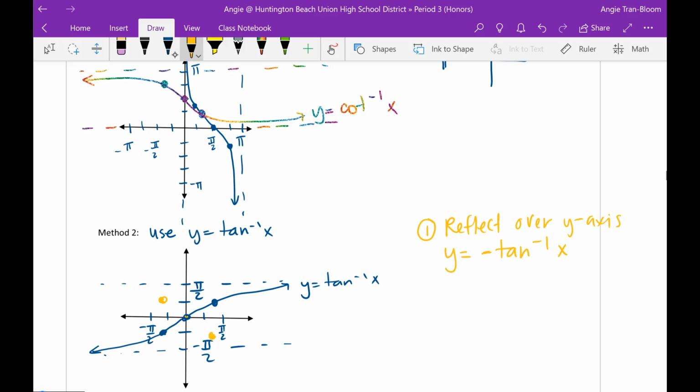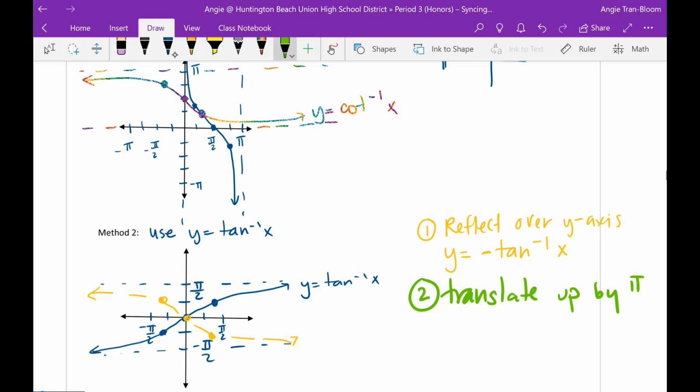Okay, so I'm going to graph this out. This is the first reflection. Then step number 2, one of you mentioned that. What do you need to do on step 2? Up, right? Translate up. How much though? Up by pi over 2. So y equals negative tangent inverse of x. Is that a plus? Is that a minus? Plus. Outside the quantity, inside the quantity? Outside. Awesome.